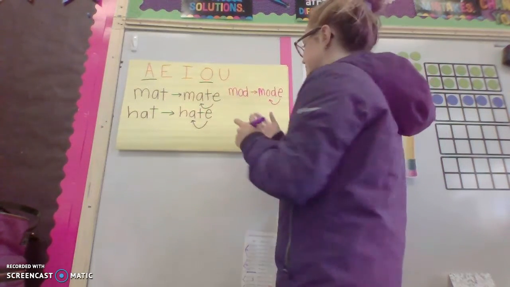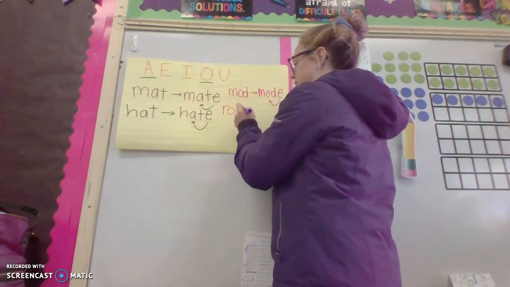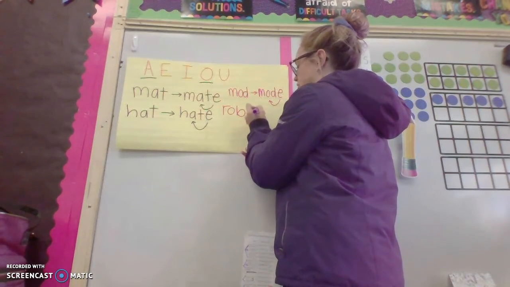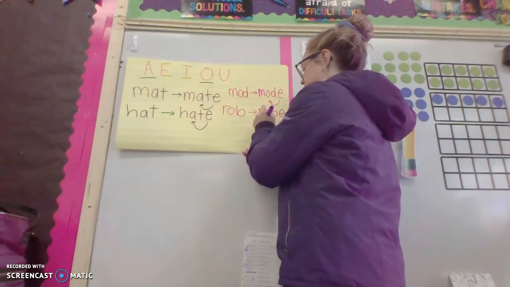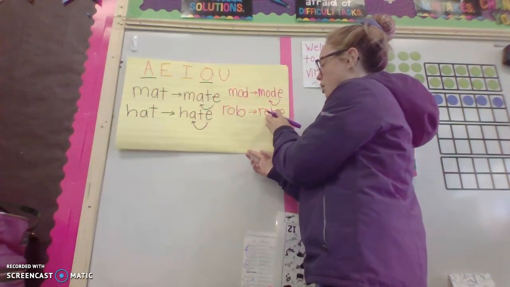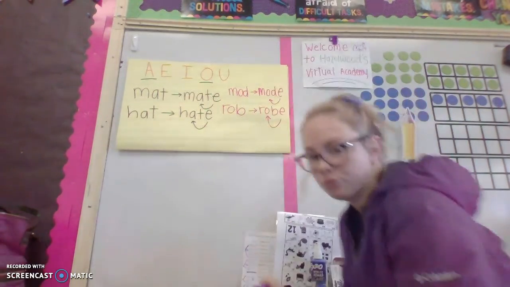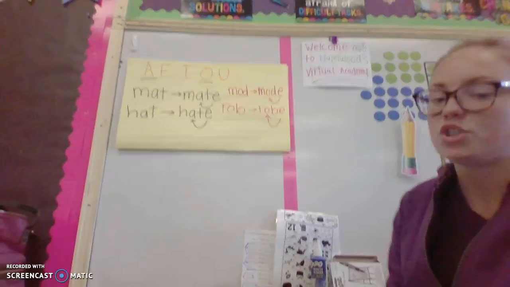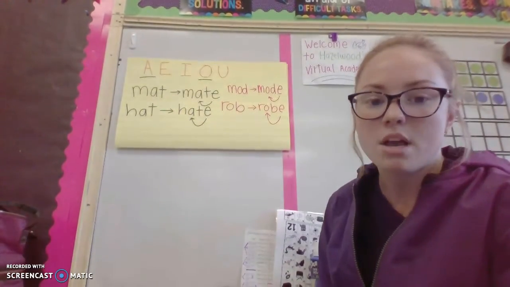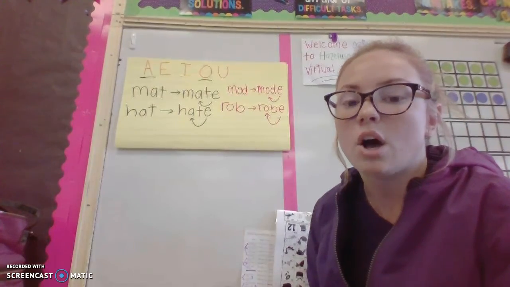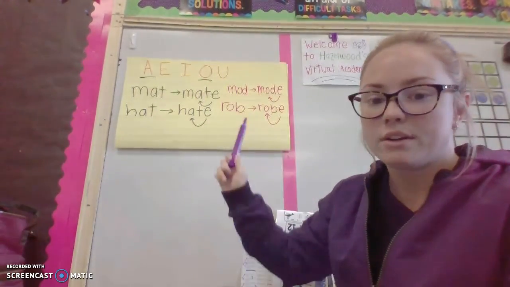Let's do another one. R-ob, rob, changes to, with a quiet E, kicks the O, makes it say its name. R-obe, robe. So all of these words change whenever that quiet E is there because it kicks the vowel and makes it say its name. So today we're focusing on the long vowel sound of the A and the O. So here's some examples.